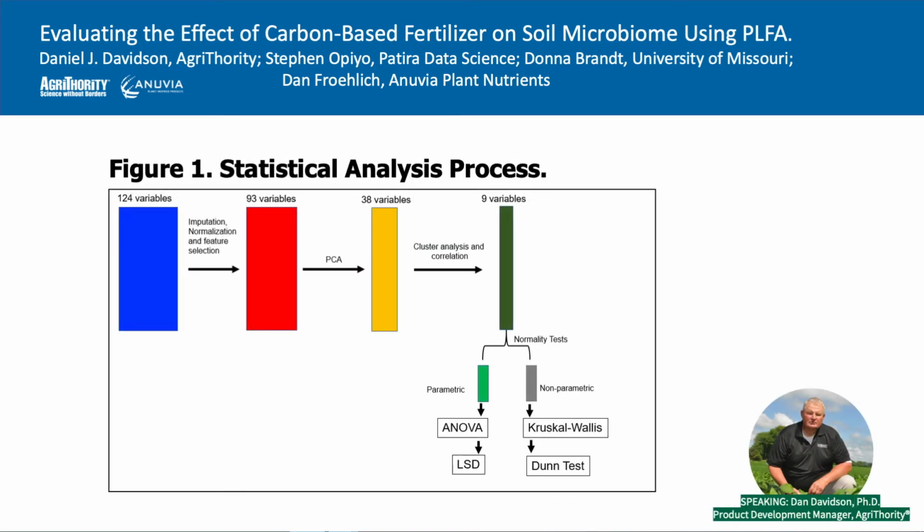The project generated a large data set with 124 variables. That was reduced to 93 variables by imputation of the data, then further reduced by principal component analysis to 38 variables, and then later reduced to 9 variables by cluster analysis and correlation. Then after normality tests, those variables were analyzed by Kruskal-Wallis or ANOVA.